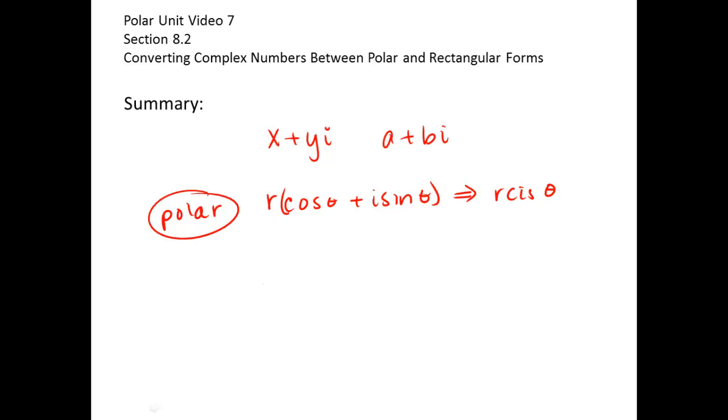And the polar form shouldn't really throw you off because it does have r's and thetas, whereas our rectangular form had x's and y's. If you know those 4 little formulas that we had in the first part of this chapter, this is going to be a good section for you as well.